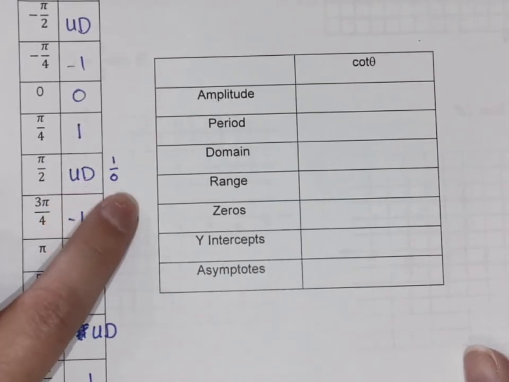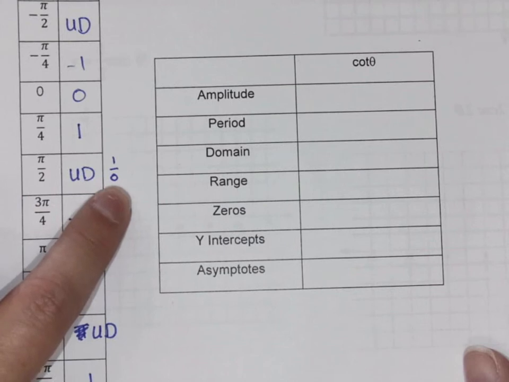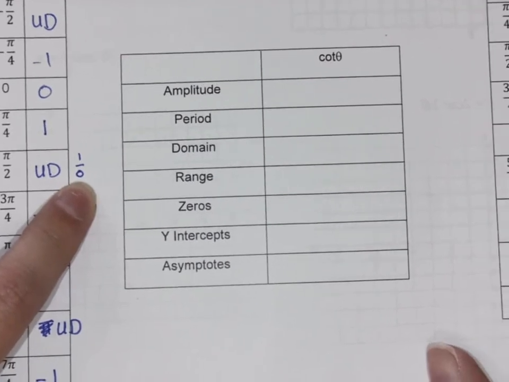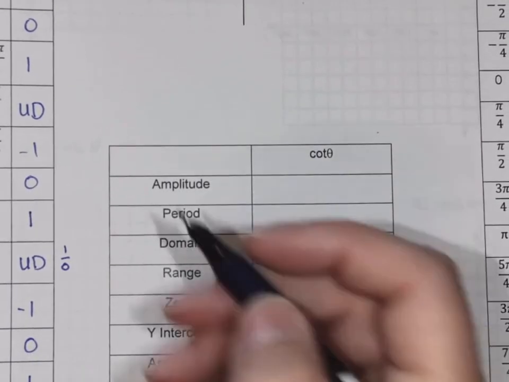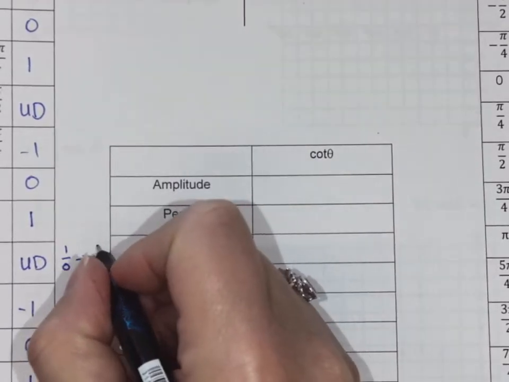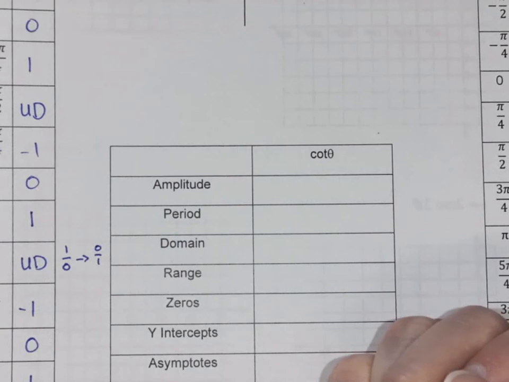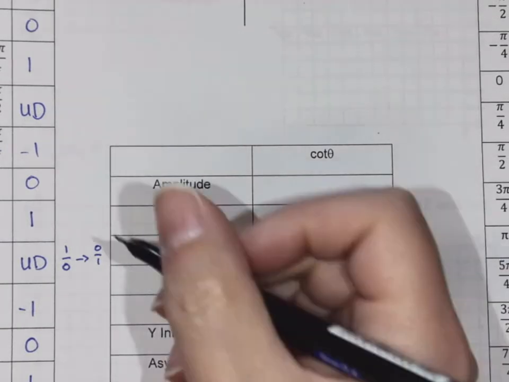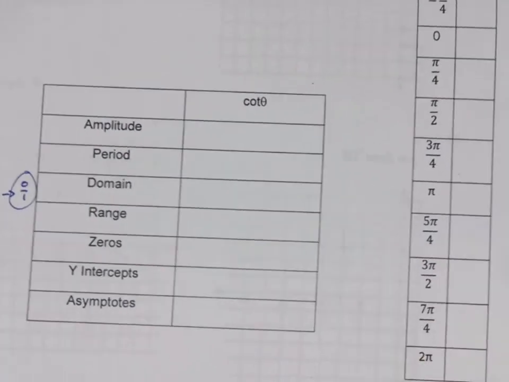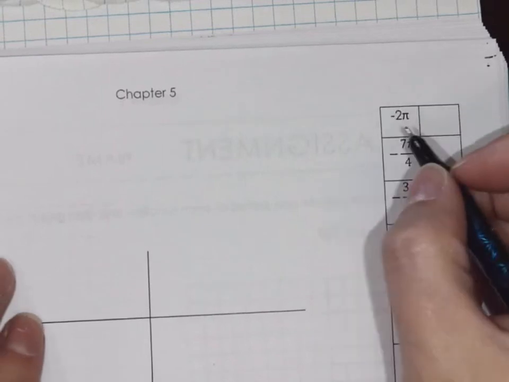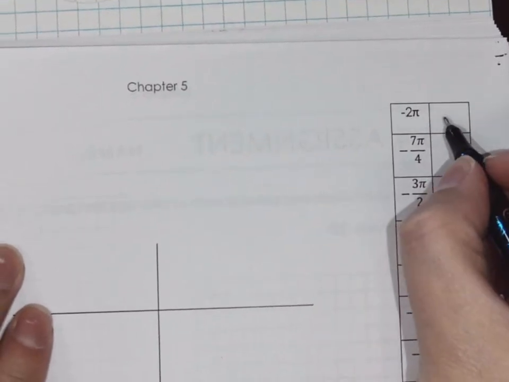Flip it, Xander. If we flip it, it's going to be 0 over 1. That's the reciprocal function. Okay, so here we go. Let's start from the top. Zeros turn into undefineds. 1 is still 1. Undefined turns into 0. Negative 1 is still negative 1. That becomes an undefined. 1 is still 1.